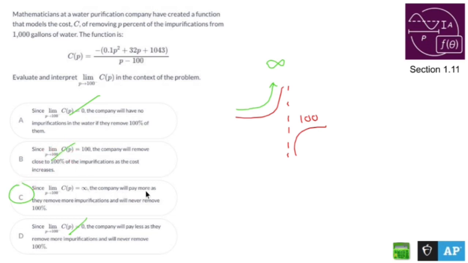The company will pay more as they remove more impurifications and will never remove 100%, which makes sense. You're never going to remove 100%. So that's what we get for this one. Kind of a tricky problem, very strange indeed, but we did it.